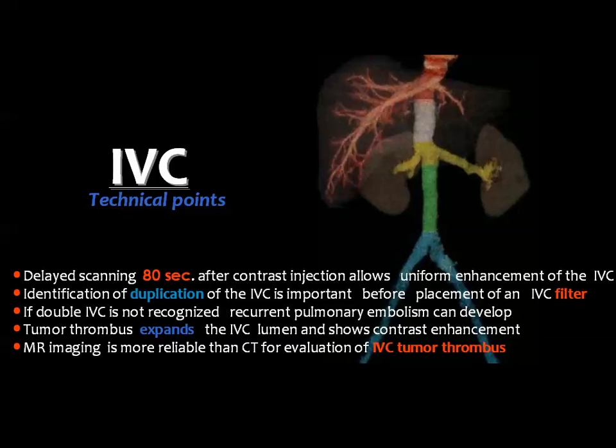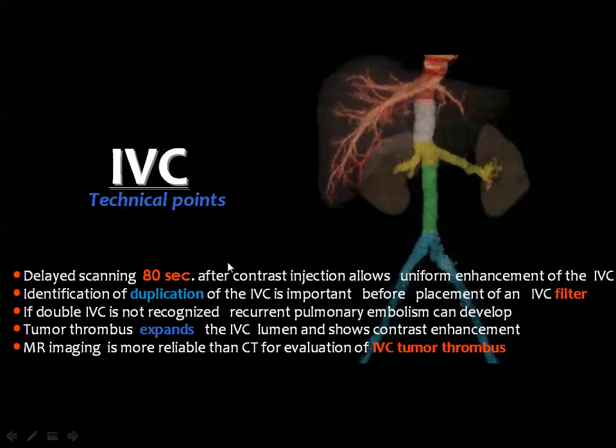Then we came to the problems of the IVC, and now we can see the IVC by the old technique similar to the superior vena cava. We inject contrast material in the femoral vein bilaterally to opacify the IVC. But now we can use the CT scan and also the MRI.